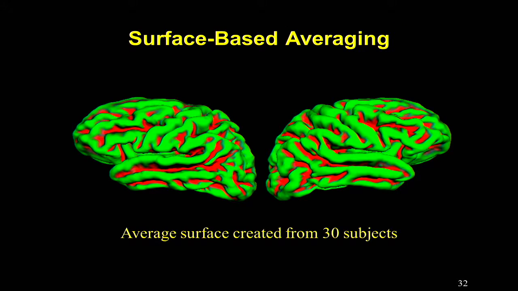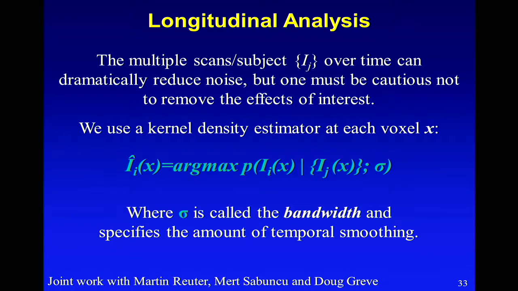And here's just kind of a hand-wavy example to show that if we average subjects' data in this coordinate system, we retain, for example, the distinction between the posterior and anterior banks of the central sulcus, right? Because they're far away along the surface. They're far apart in our coordinate system, even though they're close to each other in space.